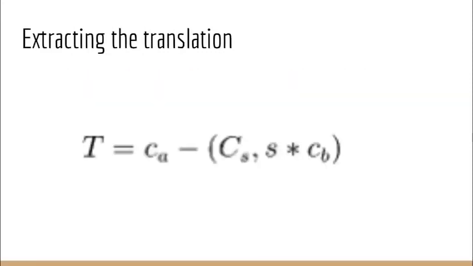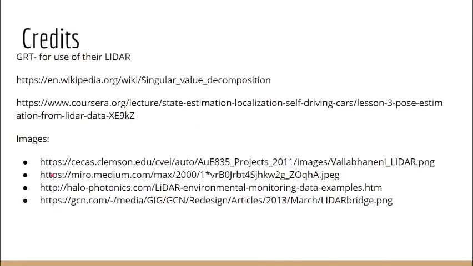And finally, we are able to extract the translation because we know the rotation. We calculate the rotation, multiply it by our after data set, and subtract it from our original, and that's our translation matrix. Thank you.